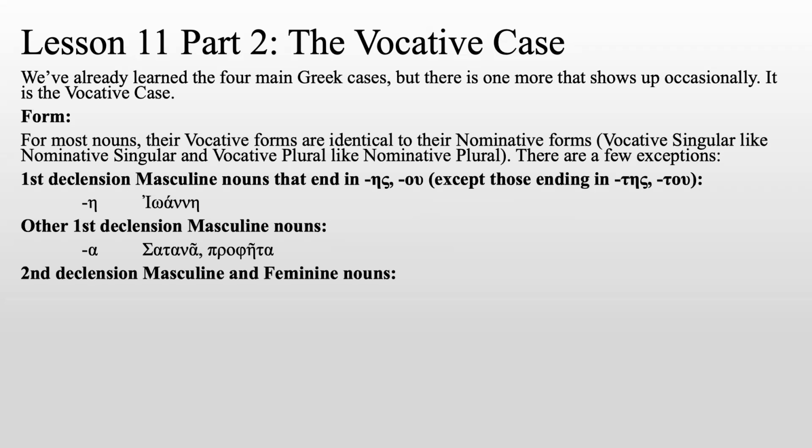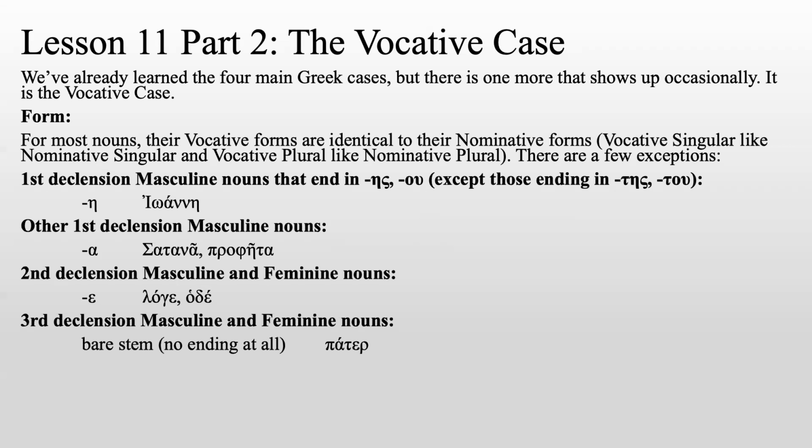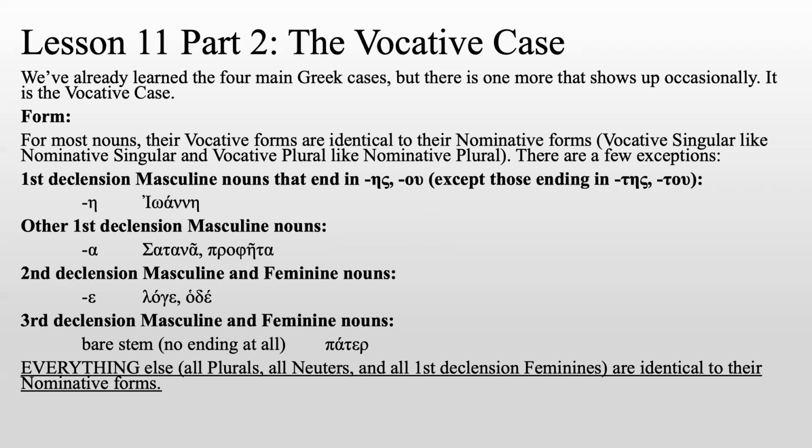Second declension masculine and feminine nouns take an epsilon, such as logë and hadē. Third declension masculine and feminine nouns take a bare stem with no ending at all, such as pater.